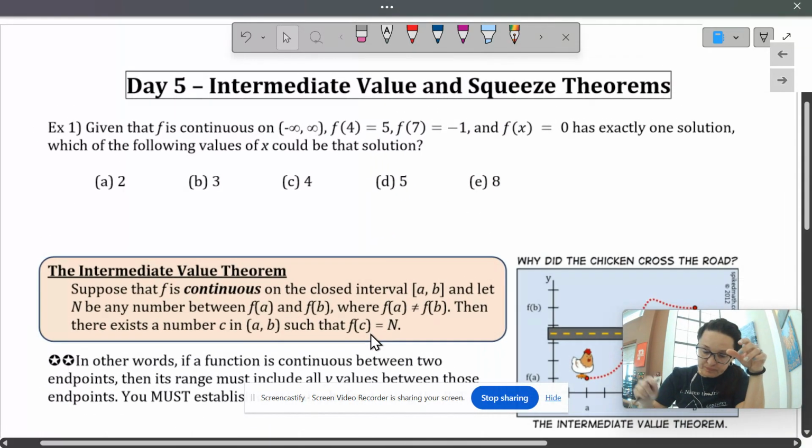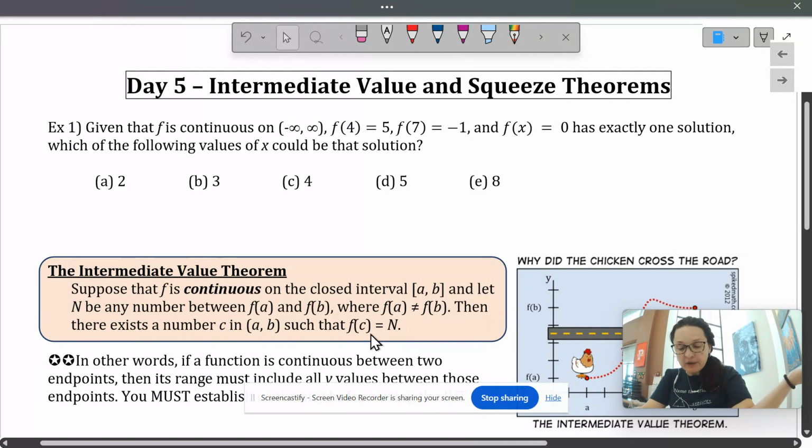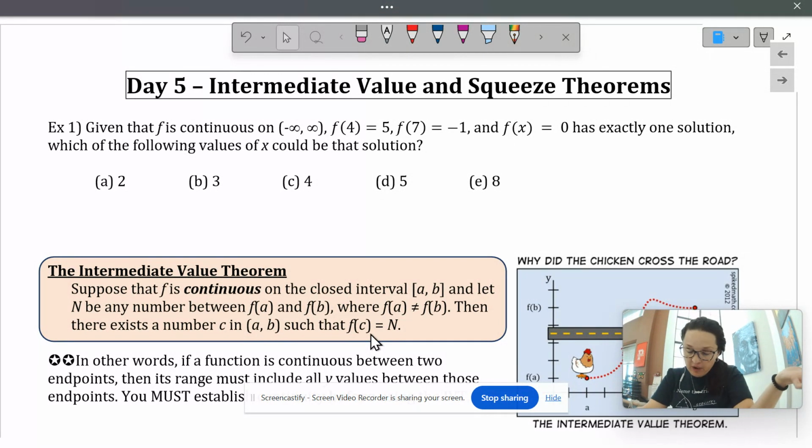So, for number 1, it says, given that f is continuous from negative infinity to infinity, if f of 4 is 5, f of 7 is negative 1, and f of x equals 0 has exactly one solution, which of the following values of x could be that solution? What? I don't know what that means. How am I supposed to know which one is the solution?